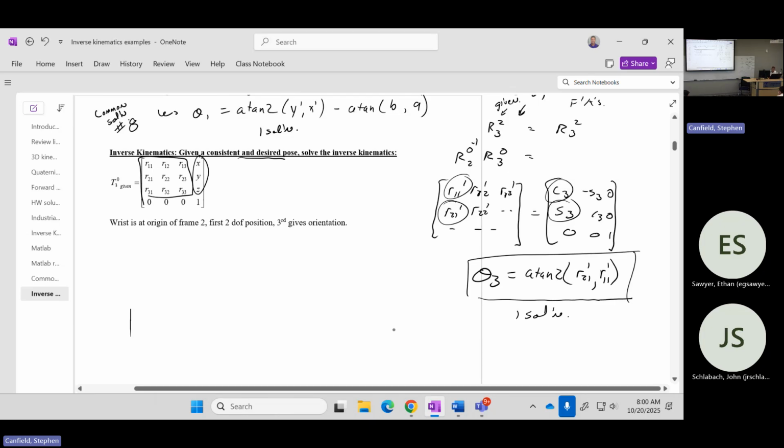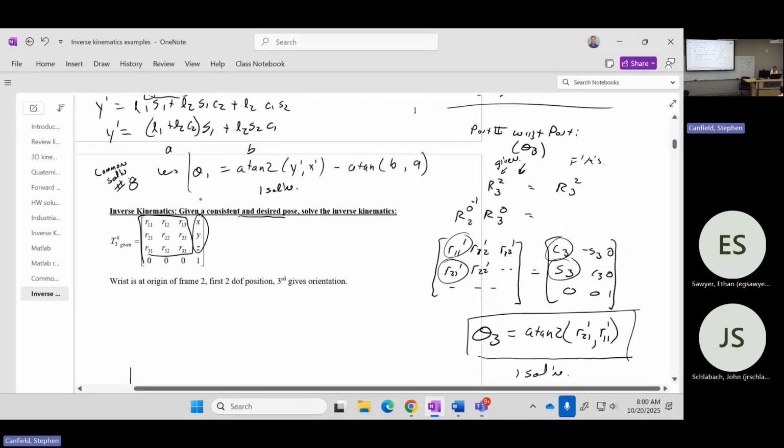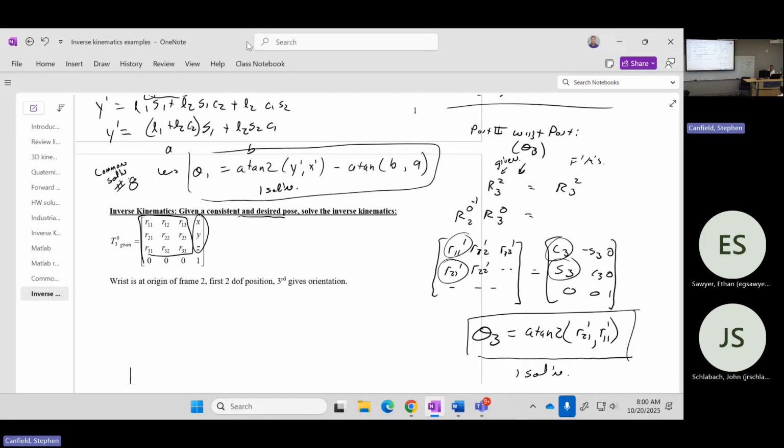Okay, now let's pull it all together. For theta 1, I got one solution. For theta 2, I got two solutions. For theta 3, I got one solution. I multiply all those together, so 1 times 2 times 1 is 2 total solutions. There are 2 total solutions to this problem. With that, I'm going to end that example.